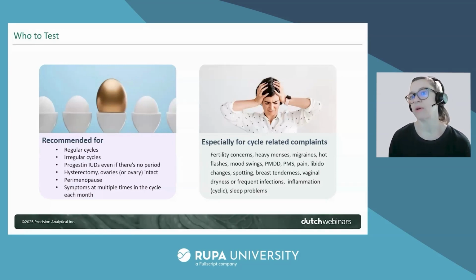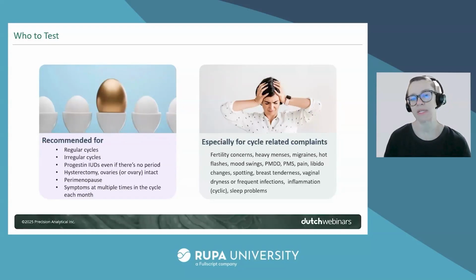So typically when we think about who to test, we're going to think about recommending the test for patients that are having hormonal cycles. So those could be patients with regular cycles, irregular cycles, even sometimes when they're not having a bleed, they may still hormonally be cycling. So for example, a patient with a progestin IUD that might not be having a menses is often still having a hormonal cycle. We can test them. If they've had a hysterectomy, they may no longer be having a menses, but their ovaries are still having those hormonal cycles. Graded perimenopause. And then whenever there's cyclical symptoms, it can be really helpful for tracking those hormonal fluctuations.